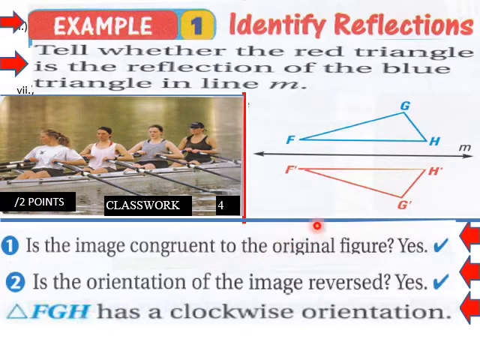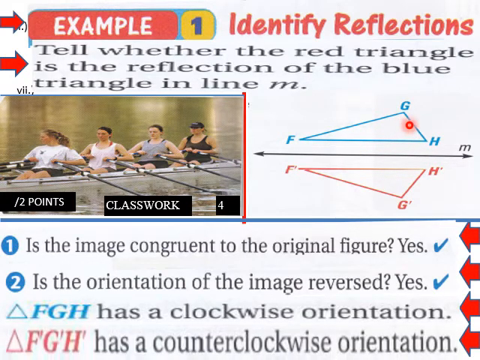Triangle FGH here has a clockwise orientation. And FGH prime has a counterclockwise orientation. Okay.